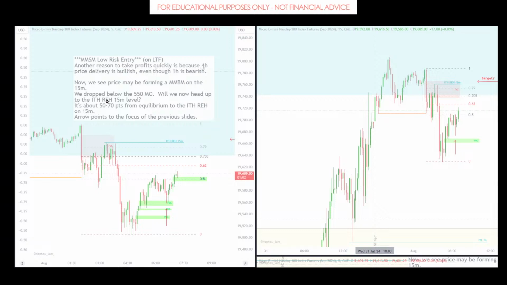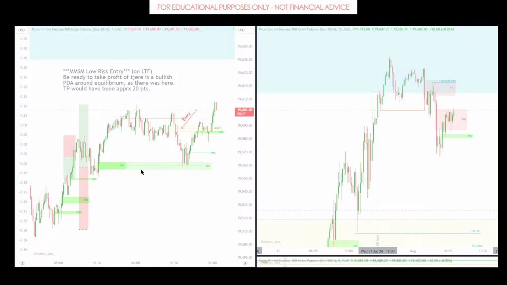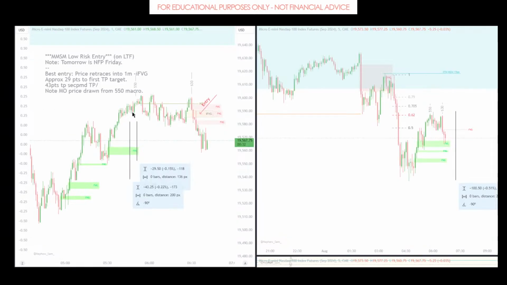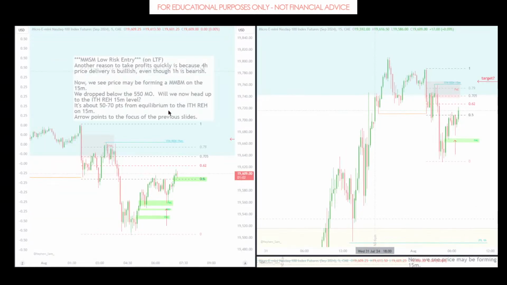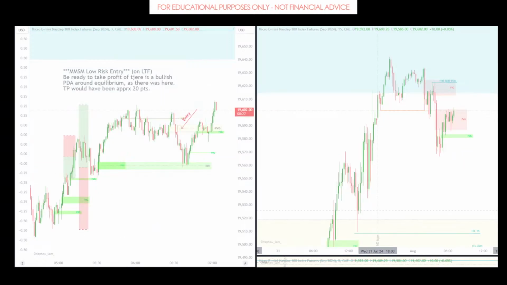It's about, let's see here. We dropped below the 550 macro open, right? 550 macro open was, where is that? That was here. 550 macro open was between about 595 or so. So what was I referring to here? I guess we dropped below it. Maybe that was the manipulation phase before going higher. Yeah, I think that's what I was referring to.